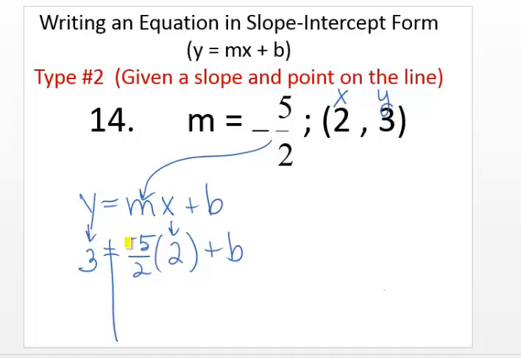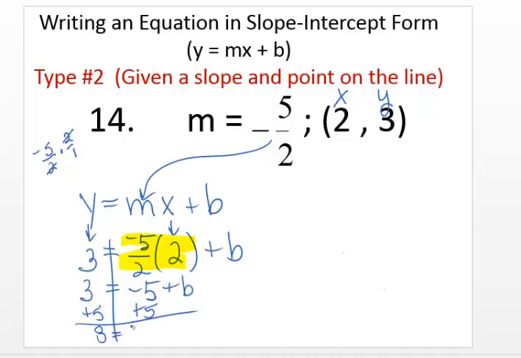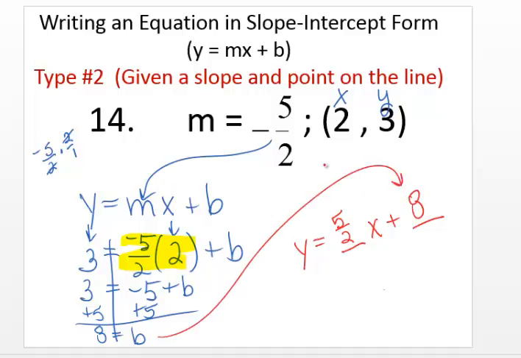I do have to solve this part first. I need to multiply that first. So I'm going to do that off to the side. Negative 5/2 times 2 over 1. Those cross reduce and give me negative 5 plus b equals 3. Add 5 to both sides, and I get 8. My final answer then will be y equals some m x plus whatever my b value was. So my m is negative 5/2, and my b value is 8.